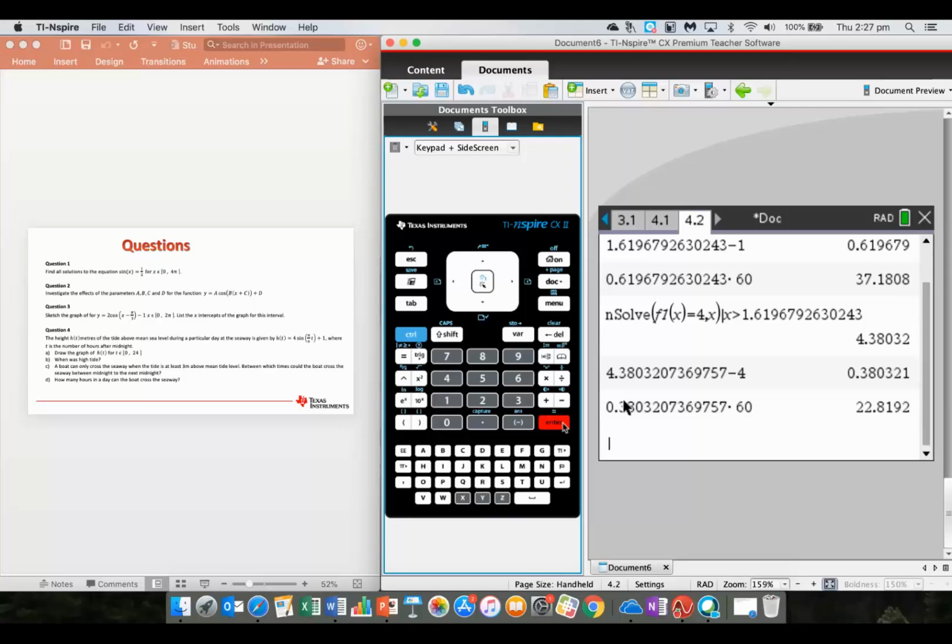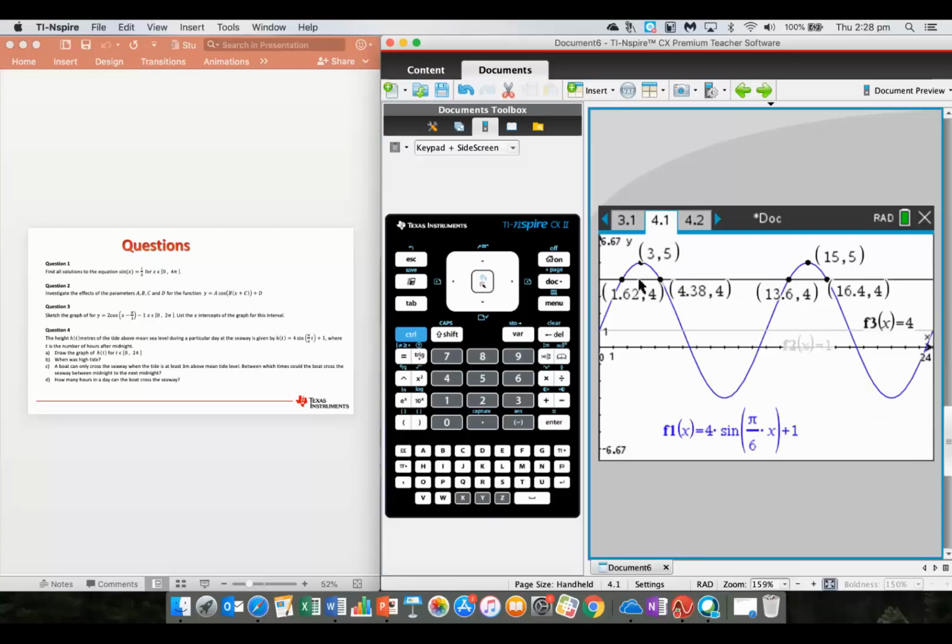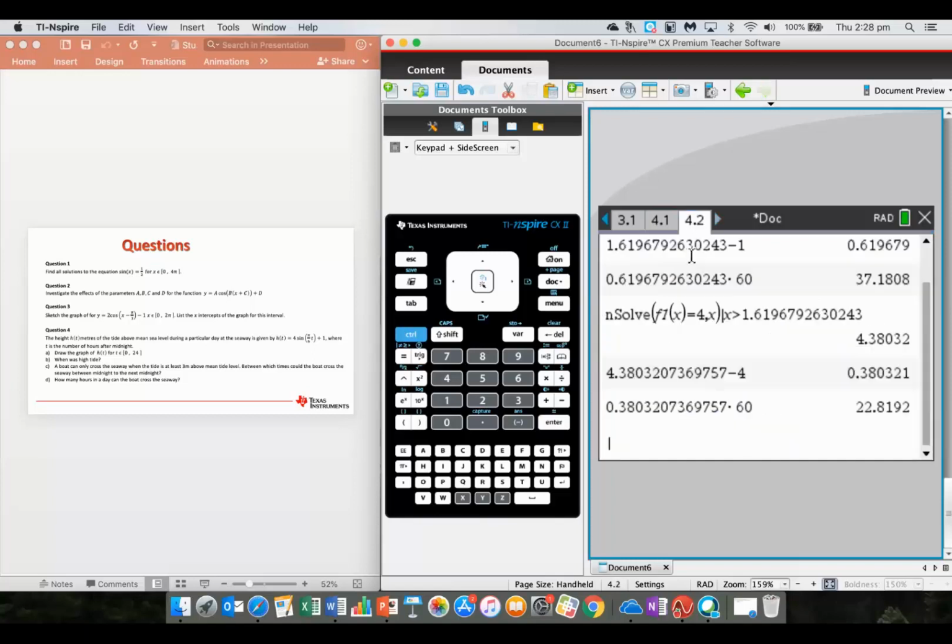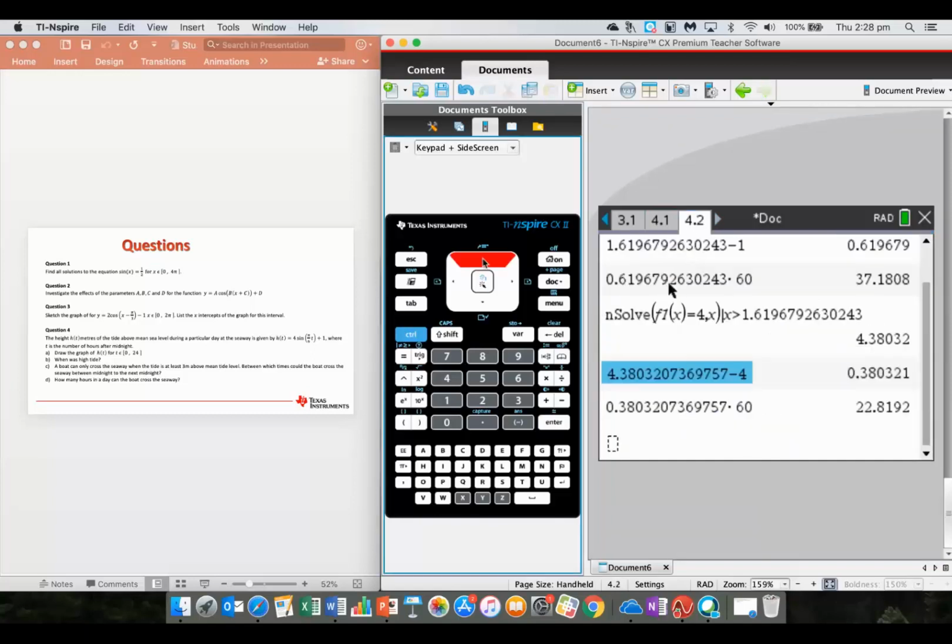That's going to help me with part D, because in part D I have to say how many hours in a day the boat can cross the seaway. Well, I can subtract those two times and work out how many hours the boat is going to be able to cross the seaway. Let's first work out the number of hours the boat can cross the seaway between the first two intersection points here. So we've got 1.62.